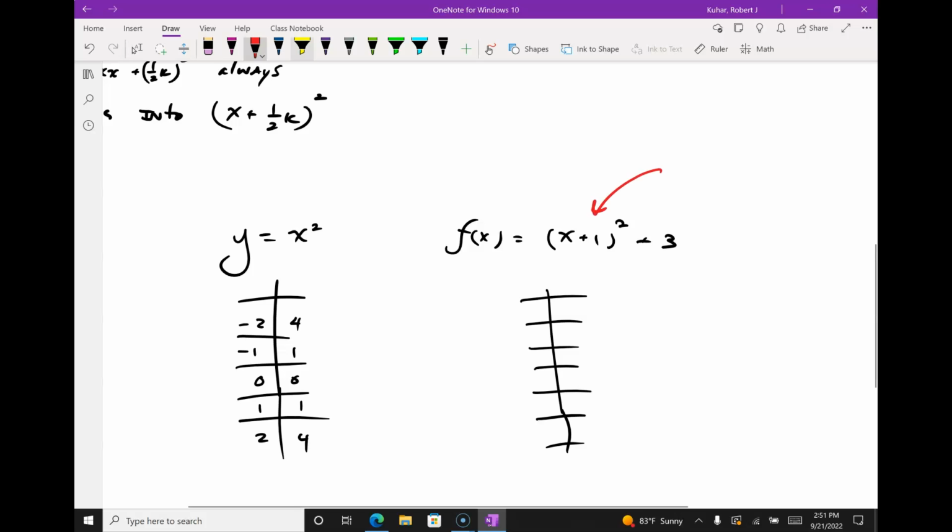How should I change my x's and how should I change my y's? Other way, subtract 1. If it's an interior piece, it always acts inversely. It's weird. So I want to subtract 1, minus 3, minus 2, minus 1, 0, and 1, right? And then do what with my y's? Add 3. So interiors are inverse, exteriors are direct. Interiors do the opposite, exteriors do what you think.